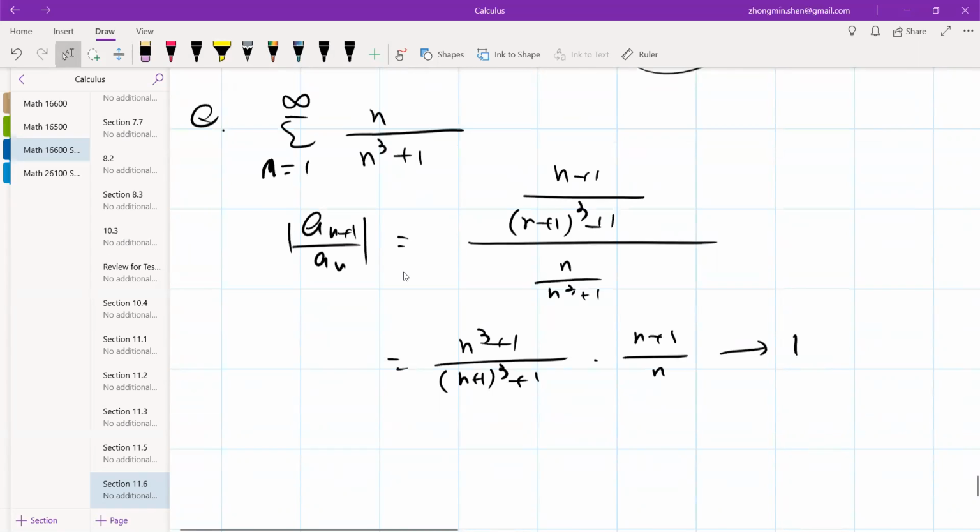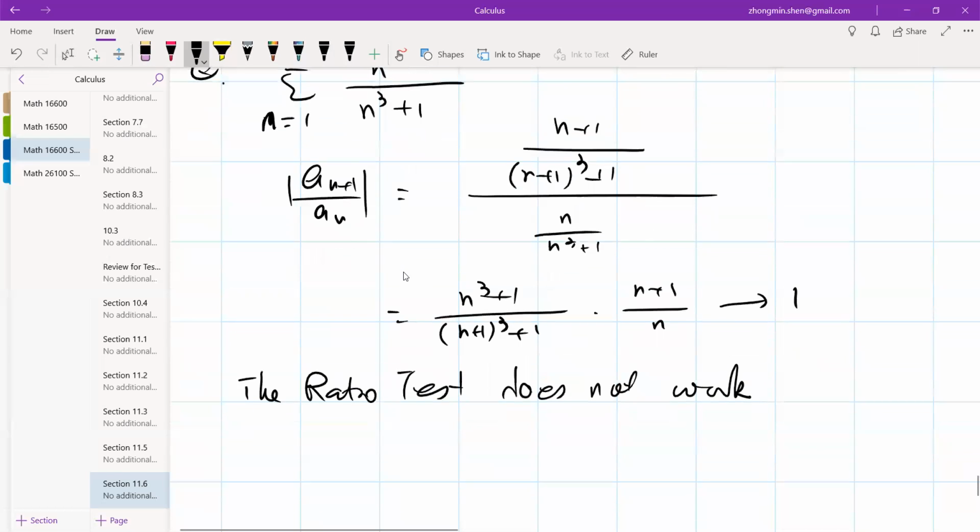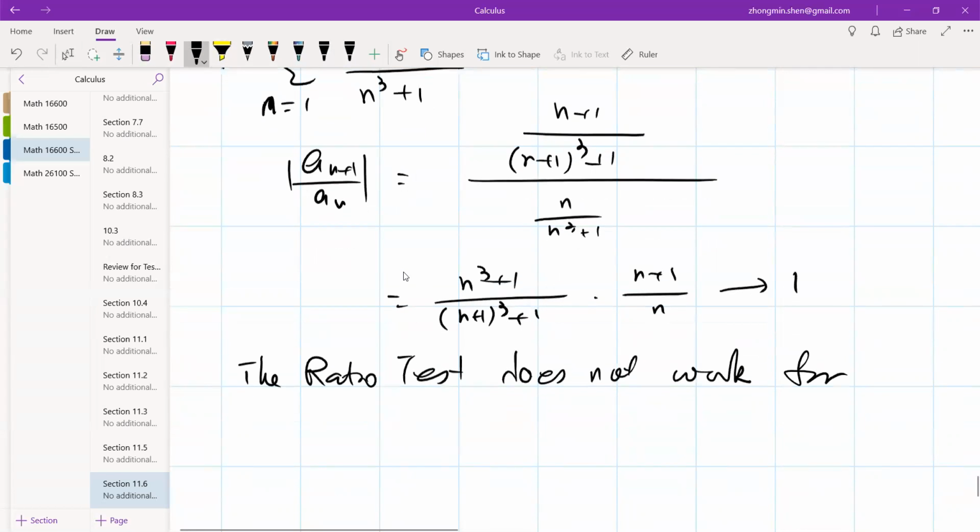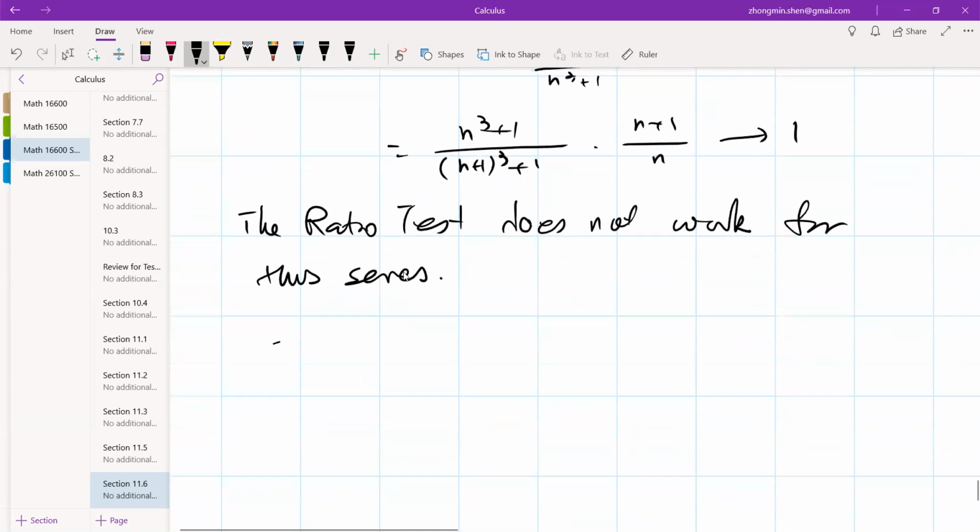Right. So the ratio test does not work for this series. Okay. So is it convergent or divergent?